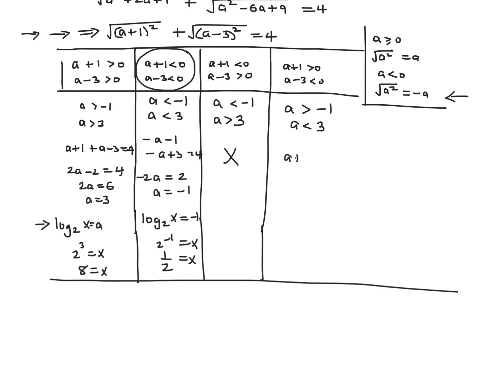Okay, let's apply it to this. So this will be a plus 1, and then this would be 3 minus a is equal to 4. So this gives me 4 equals 4. Okay, so that doesn't lead to anything. All right, so let's combine them all.